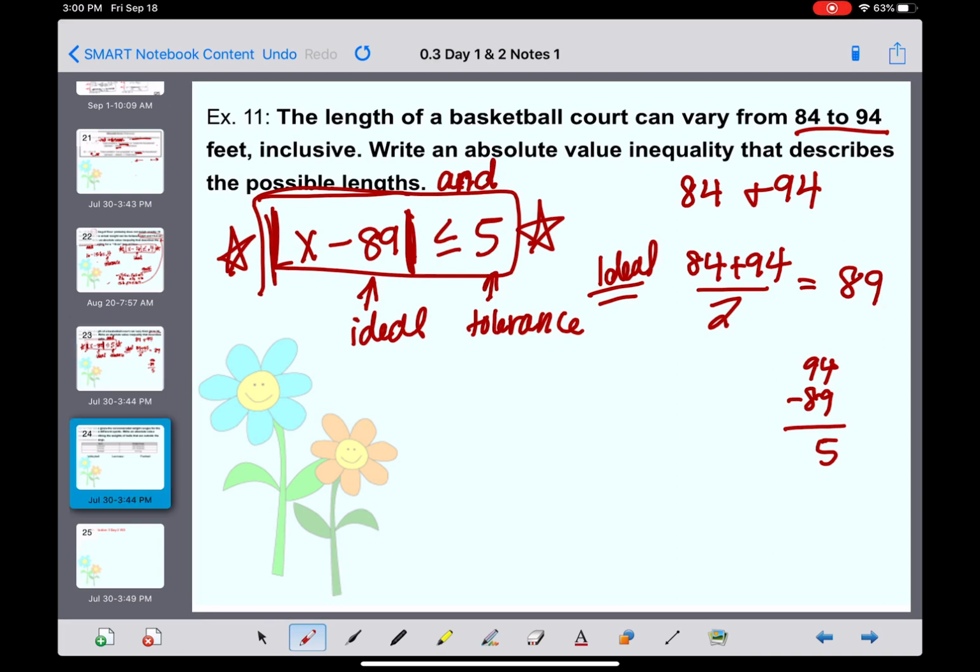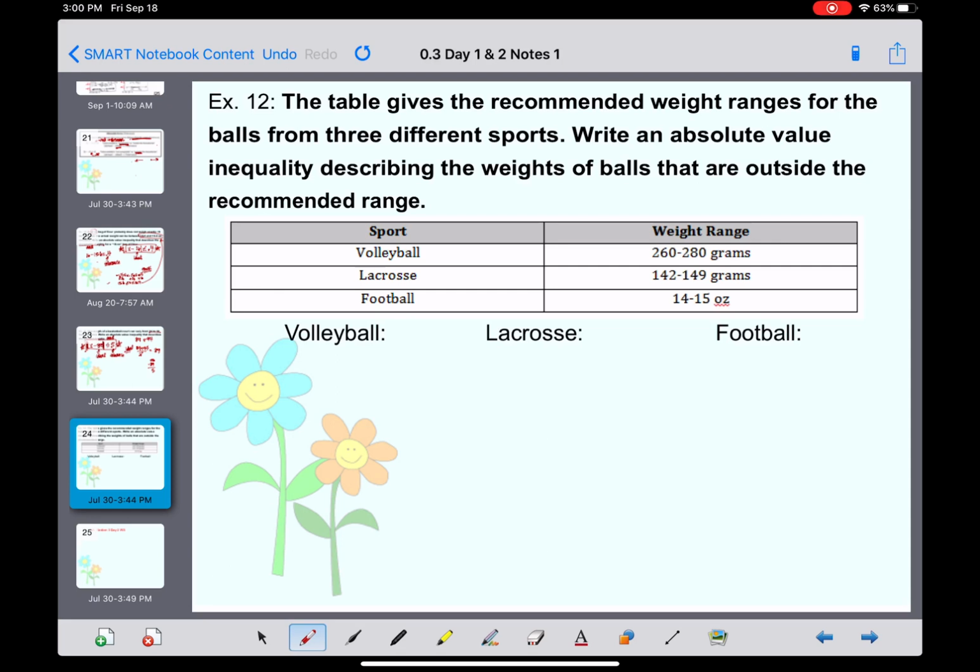Okay? Here's our last example. The table gives the recommended weight ranges for the balls from 3 different sports. Write an absolute value inequality describing the weights of the balls that are outside the recommended range. So now it's asking for the weights of the balls outside the recommended range. So that means I'm in an or situation. It says outside. So what I would suggest that you do is try this on your own first.